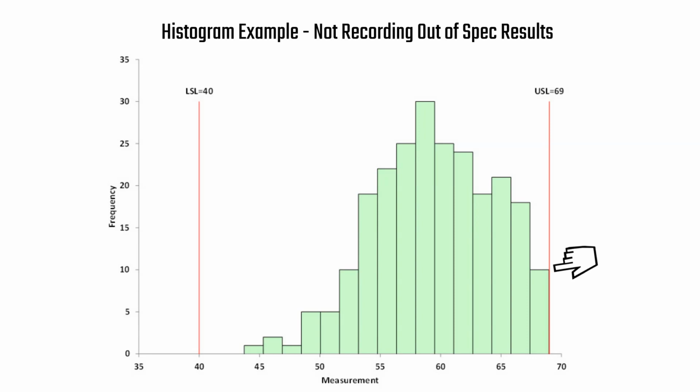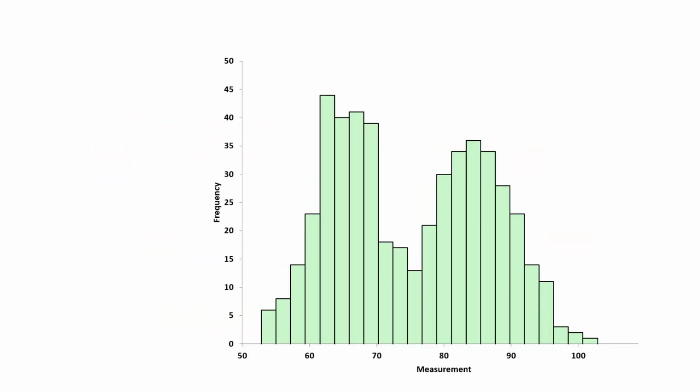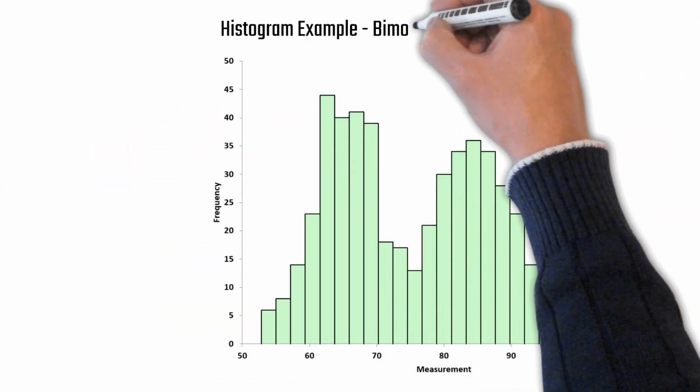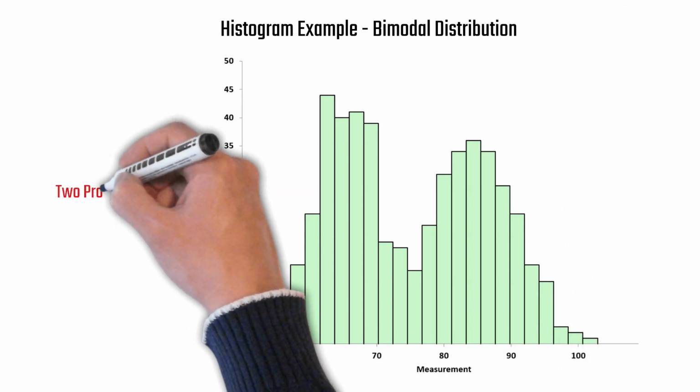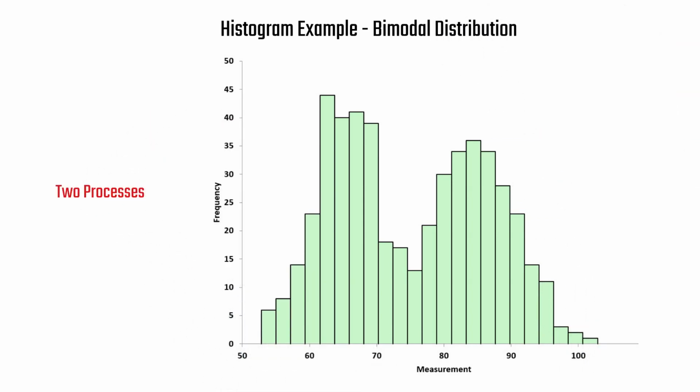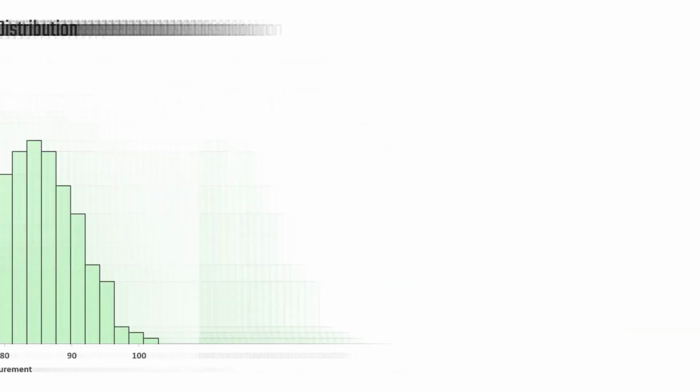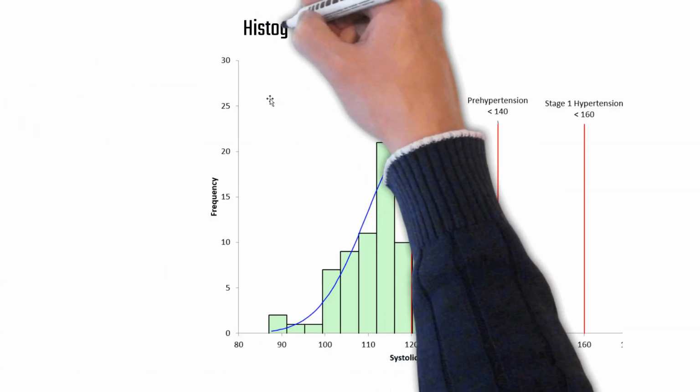So it would appear that they are not recording out of spec results if this was a normal distribution like the one we just looked at. You can also see a problem if a histogram has 2 peaks. It's called a bimodal distribution. That means your process has at least 2 processes, 2 shifts, night and day. And what's happening is that's increasing the variation in your process. If you can combine them into one, bring them together, you'll reduce variation.